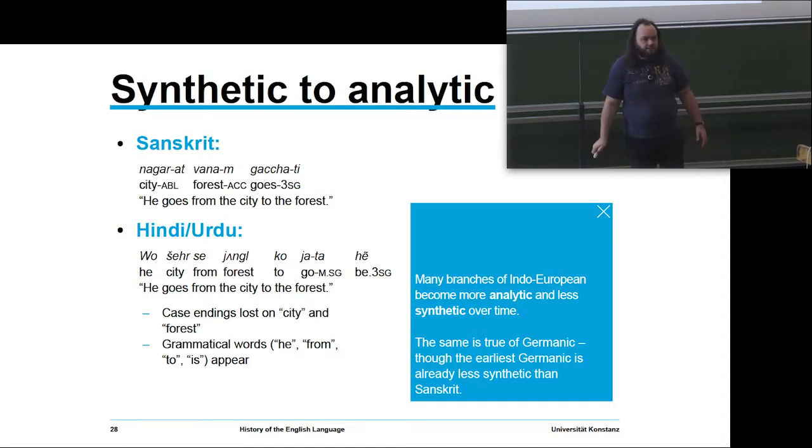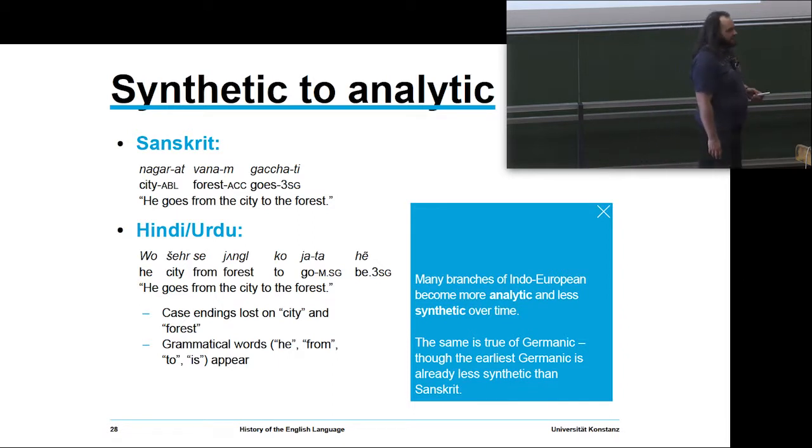So what we can see is that in the transition between Sanskrit and Urdu, we lose endings and we gain independent words. And this is not just a trajectory that we see in the history of the Indo-Iranian languages, it's also something that we see in the history of Germanic. In Germanic too, the words get much simpler over time. We lose endings, especially in English.